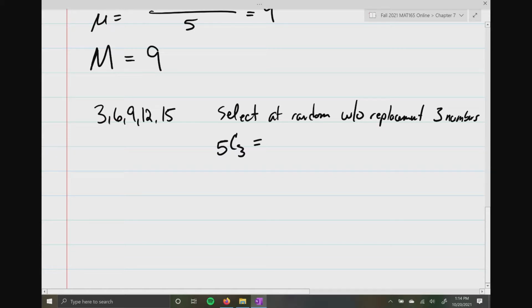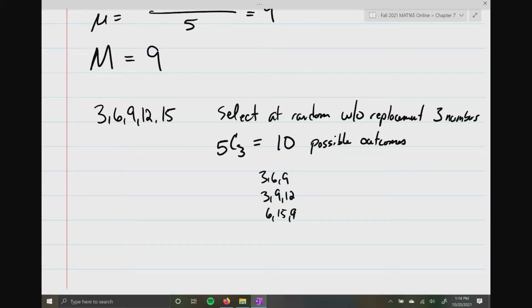So 5 choose 3. If we were to do the math on that, that means there are 10 possible outcomes. For example, we can select 3, 6, and 9 at random. We could also select 3, 9, and 12. We could also select 6, 15, and then 9. Okay? So this is what we're talking about when we have all these different possible outcomes.